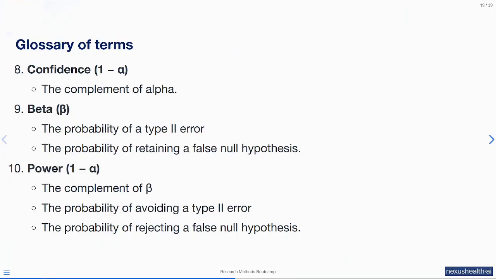Power is the complement of beta. It is the probability of avoiding a type 2 error. It is also the probability of rejecting a false null hypothesis.